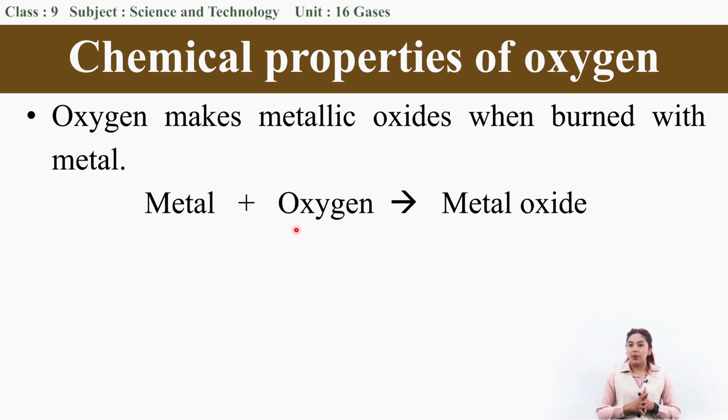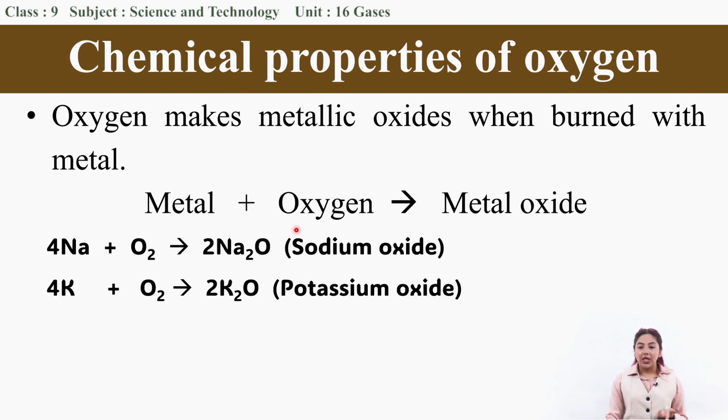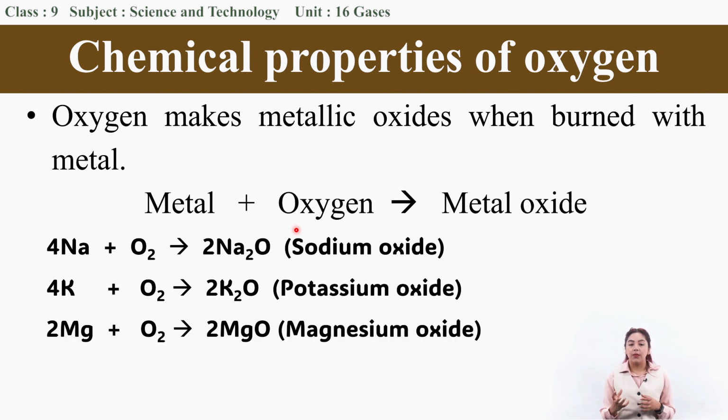Now let us study some chemical properties of oxygen. The first chemical property we'll study is that when oxygen reacts with metals, it forms metal oxide. So metals such as sodium, potassium and magnesium. When oxygen burns with metals such as these, it forms metal oxide, whose reaction you can see here on the screen. So, oxygen reacts with sodium to form sodium oxide, with potassium to form potassium oxide, and with magnesium to form magnesium oxide.